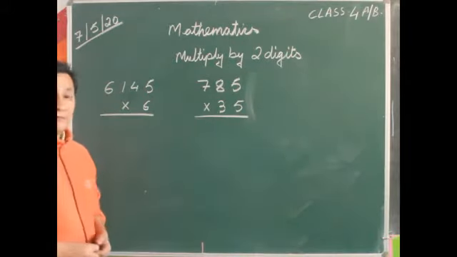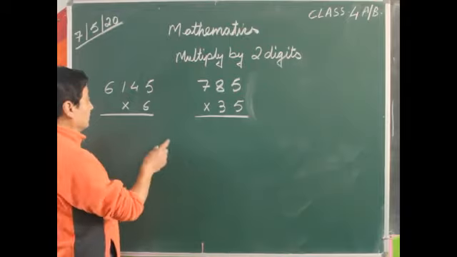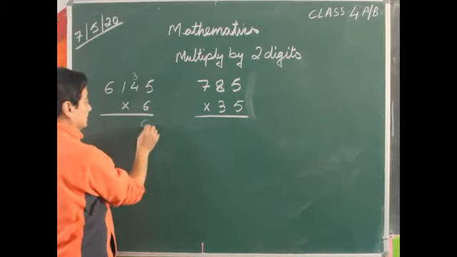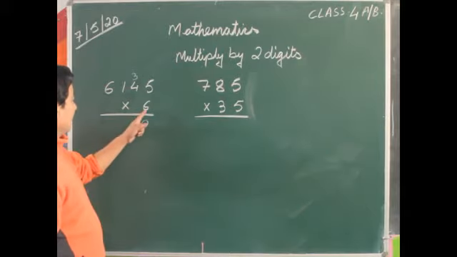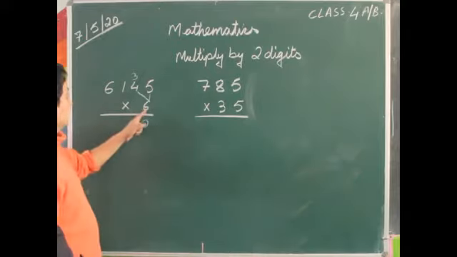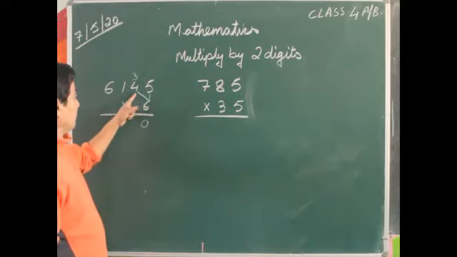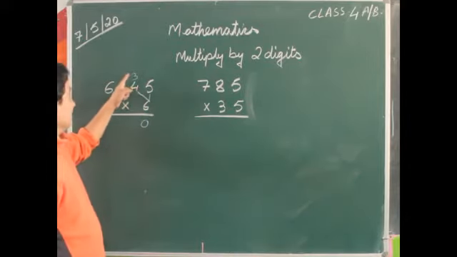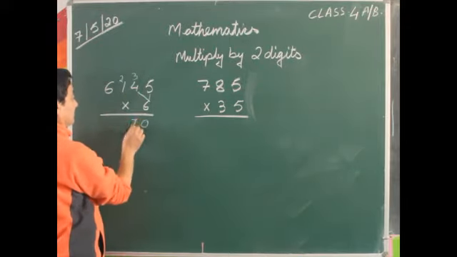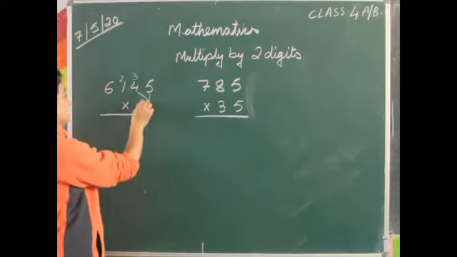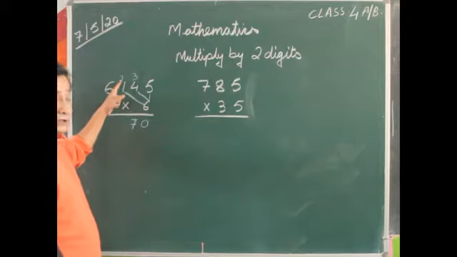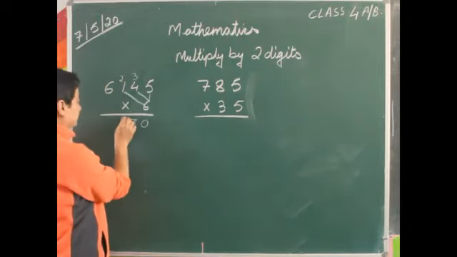6 5s are 30. So we don't put two numbers, we carry the 3 and put 0. Then we multiply 6 with 4. 6 4s are 24. Then you add this number, 27. Then we multiply 6 and 1. 6 1s are 6 plus 2, 8.